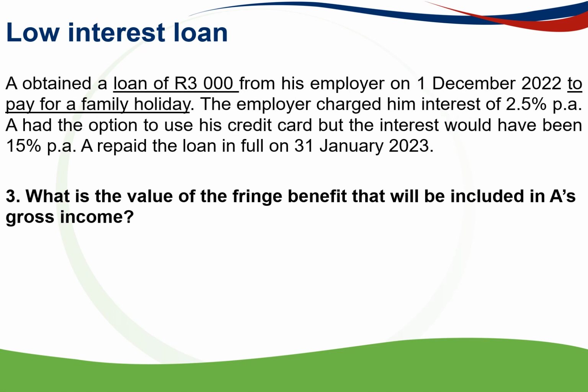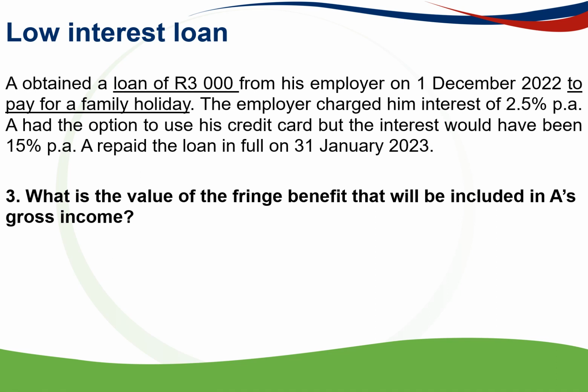A obtains a loan again from the employer of 3,000 Rand on 1 December 2022 to pay for a family holiday, and the employer again charges 2.5% interest per annum, and A could have used his credit card but would have paid 15% per annum, and the loan was repaid on 31 January 2023 in full. Now, what's the value of the fringe benefit in A's gross income?